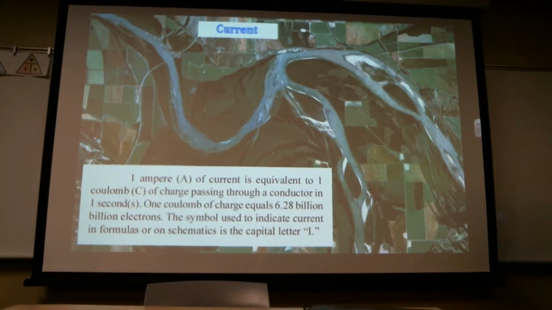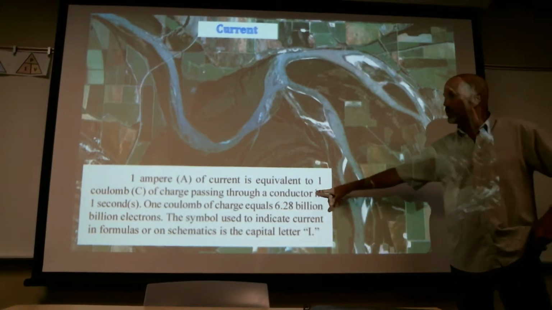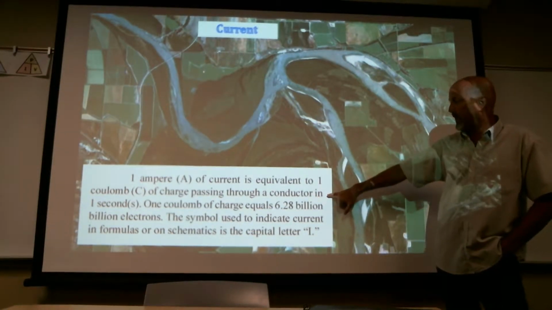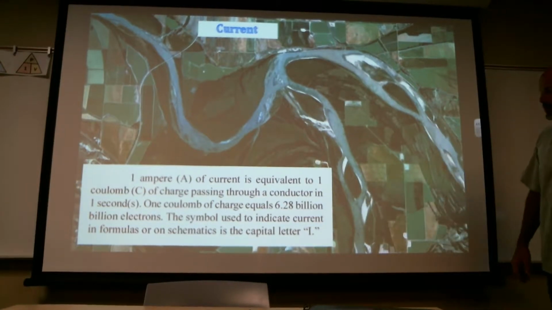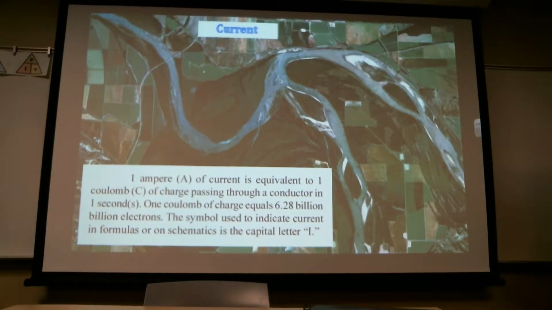1 amp of current is equal to 1 coulomb of charge passing through a conductor in 1 second. The coulomb of charge equals 6.28 billion electrons. The symbol used to indicate current in formulas or in schematics is the capital letter I. 6.28 billion. That's a bunch per second. So that's where our amp comes from.